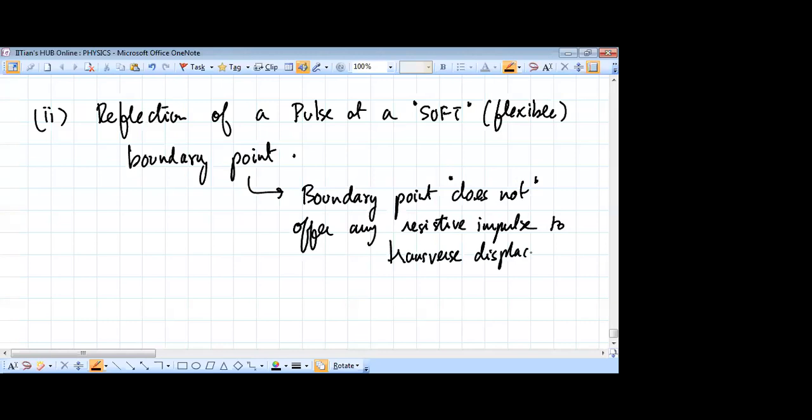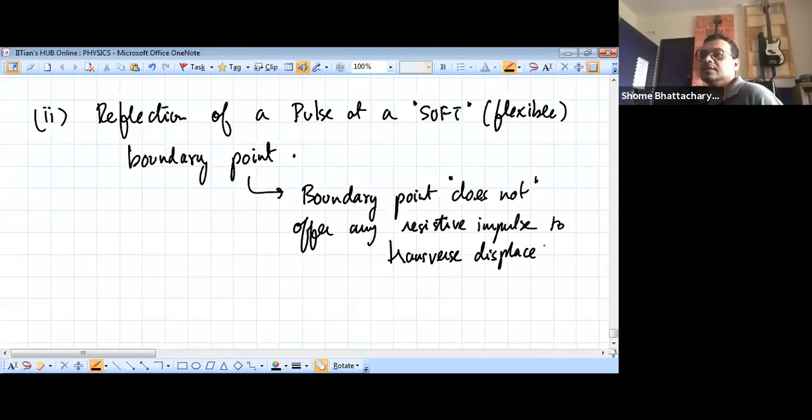So it's the sort of boundary where you're trying to yank or shift that boundary point in the transverse direction. Unlike the rigid boundary, which completely resists with a transverse impulse to resist any type of transverse displacement, this is the opposite. It's completely flexible. So you're trying to create a transverse displacement through an incident pulse, and the boundary point will not resist it by applying any kind of impulse at all. It's completely flexible to movement in the direction.